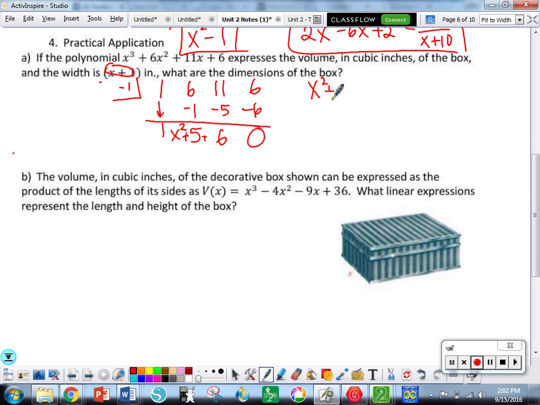Now, does this tell you what the length and the width are? You're going to have to divide that again, right? But how do I know what to divide into it? You don't. Could we play the game?